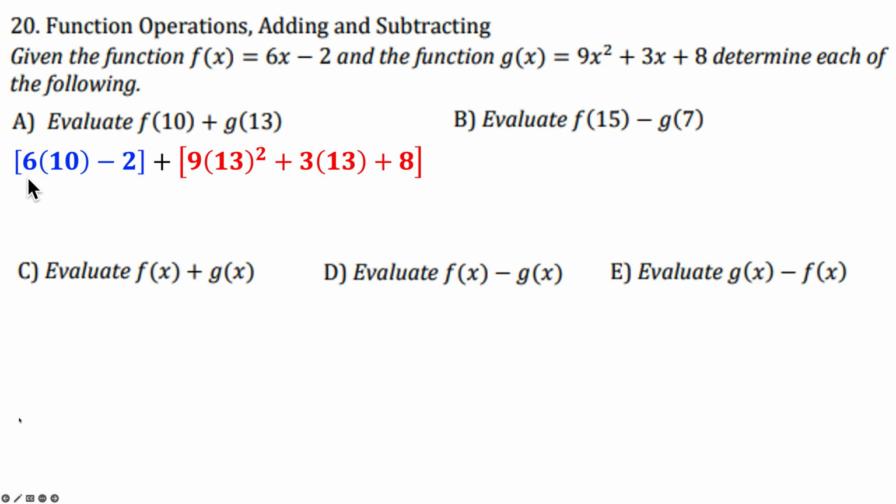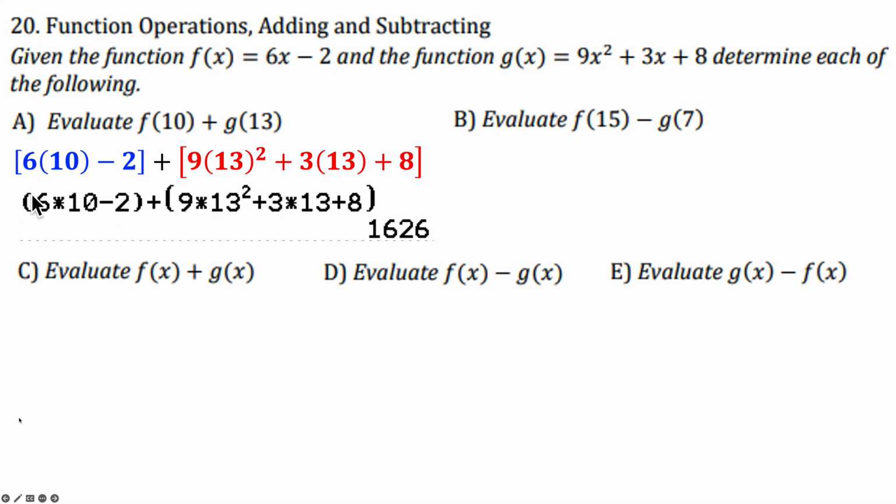And again, use your calculator. Left parentheses. Don't use brackets, use parentheses. 6 times 10 minus 2, close the parentheses, plus, open the parentheses, 9 times 13 squared, plus 3 times 13, plus 8, close the parentheses, 1,626 is your answer.